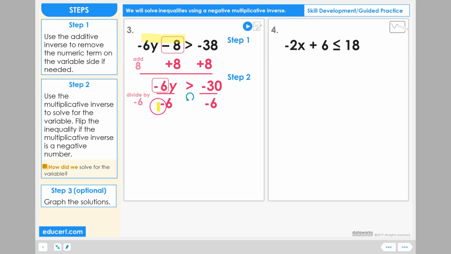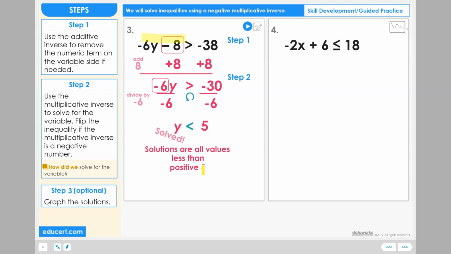Negative 6y divided by negative 6 equals y. Greater than flips to become less than. Negative 30 divided by negative 6 is a positive 5, and we have solved our inequality for the variable y. Solutions are all values that are less than positive 5.